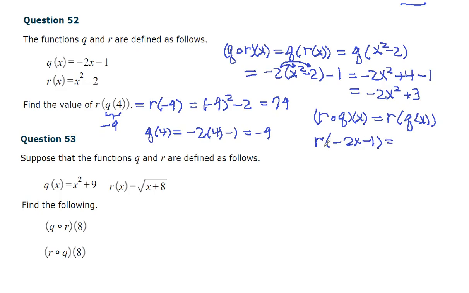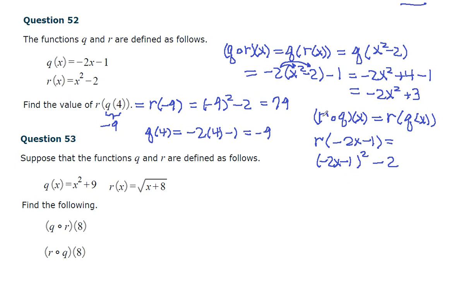And then, again, rewrite your outside function with empty parentheses. What does r do to x? It squares it minus 2. So this will be parentheses squared minus 2. What are we putting in parentheses? Not x. This whole thing, negative 2x minus 1. And then we could FOIL this out, subtract 2, collect like terms, but it's a different function.